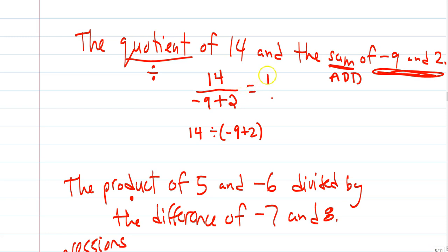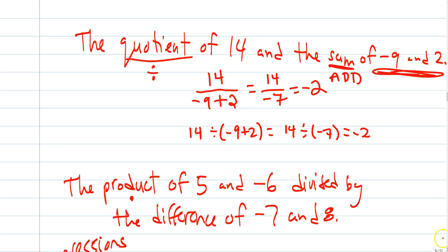What do we end up with? 14 divided by, what's negative 9 plus 2? More negatives makes it negative 7. What is 14 divided by negative 7? 14 divided by 7 is 2. Positive divided by a negative is negative. This would give me the same result. I would have 14 divided by negative 7, which would still give us negative 2.